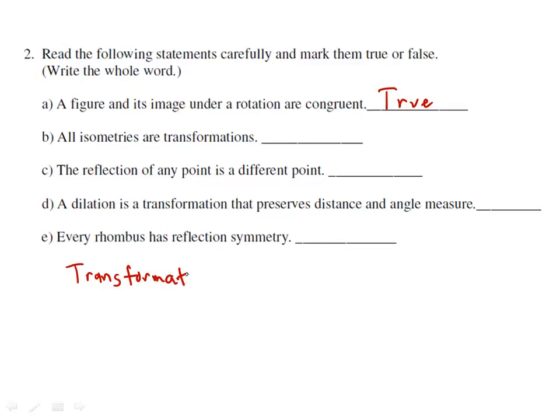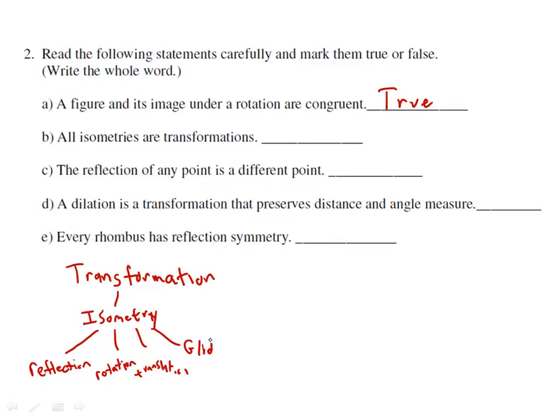and quickly sketch out that hierarchy chart for you. And then of those you have some that are isometries, and they preserve distance and angle measure, in other words congruence. And there were four types of those transformations. You had a reflection, you had rotation, and you had translation, and then after we got into 8-3 we learned about glide reflections.